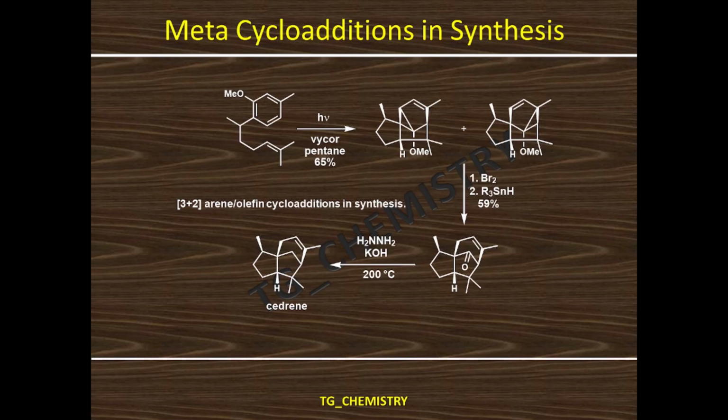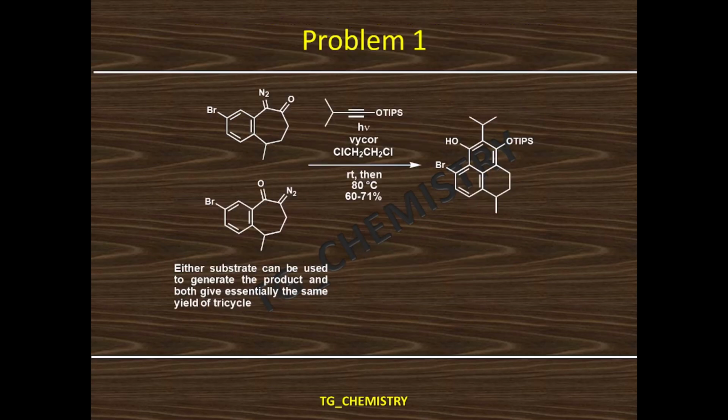As you can see here with the substrate, in order to synthesize the cydrine, the bioactive compound, it undergoes this metacycloaddition reaction as one of the core processes, followed by some other steps with molecular bromine and trialkyl tin hydride, and further reaction with hydrazine eventually leads to the cydrine compound formation. So this is an application of the metacycloaddition process in the synthetic arena.